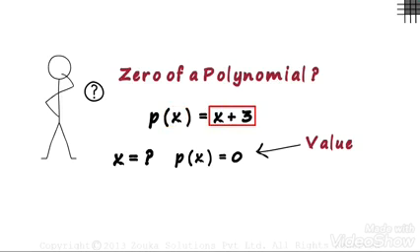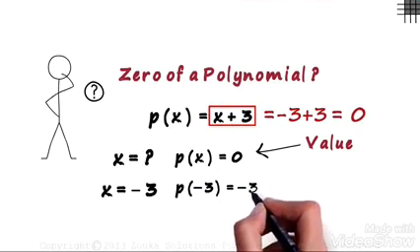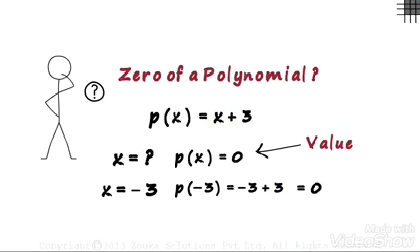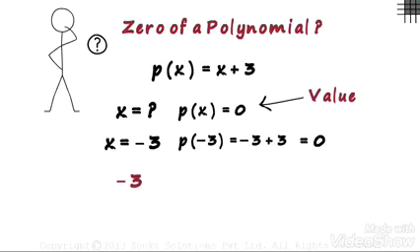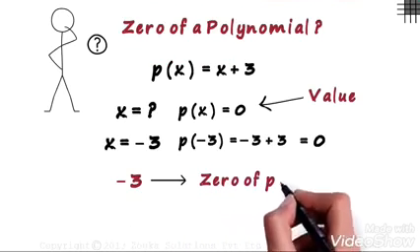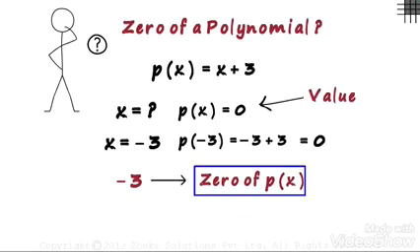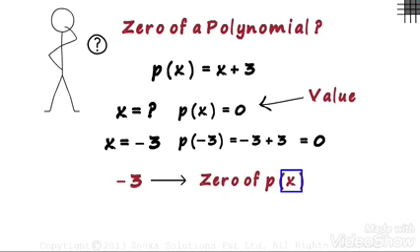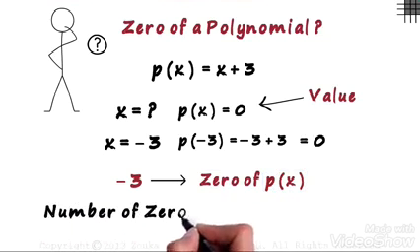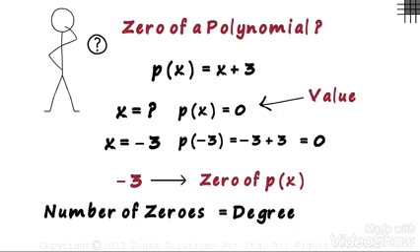Since this is a simple linear polynomial, we can easily say that for x equal to minus 3, we get the value for the polynomial as minus 3 plus 3 equal to 0. So minus 3 in place of x gave us a 0. So minus 3 is called the zero of the polynomial p of x. Remember, a zero of the polynomial is a number which, when substituted in place of x, makes the value of the polynomial 0.